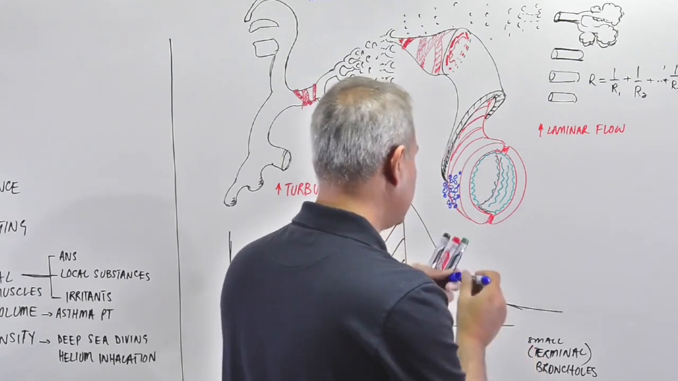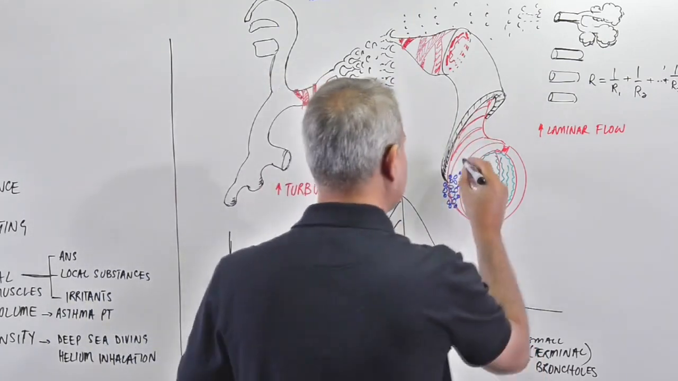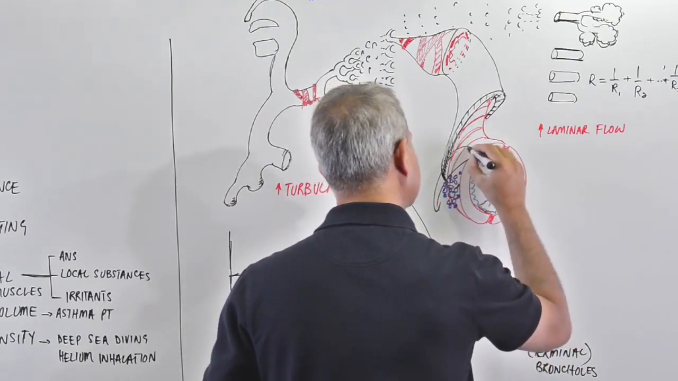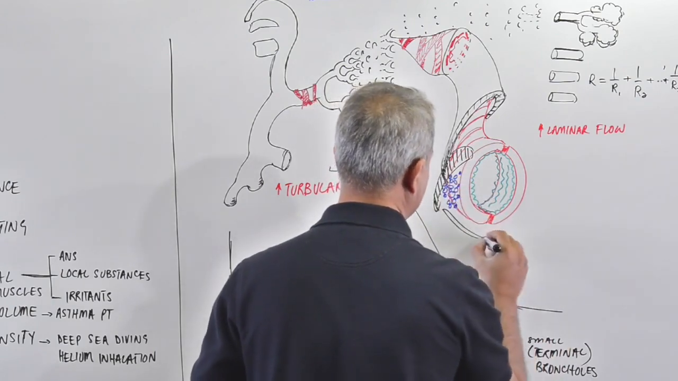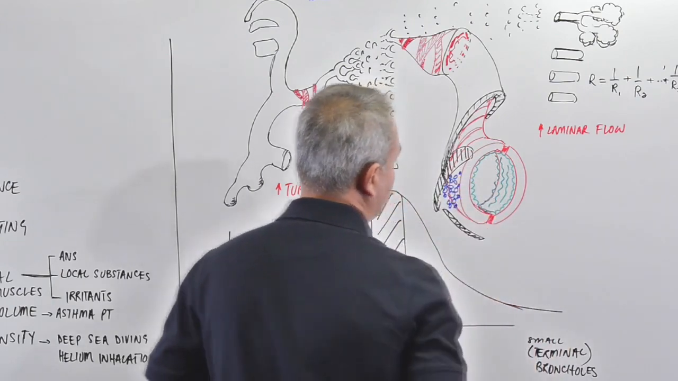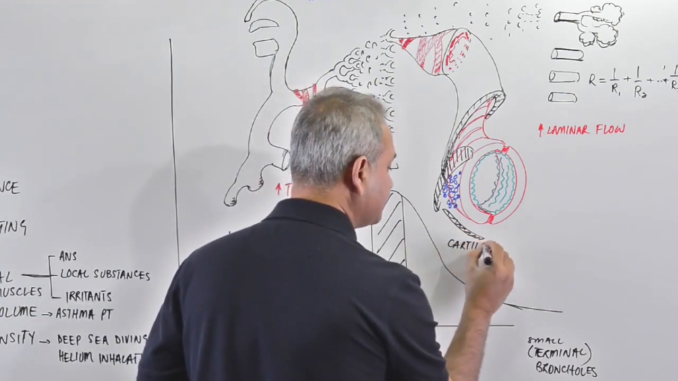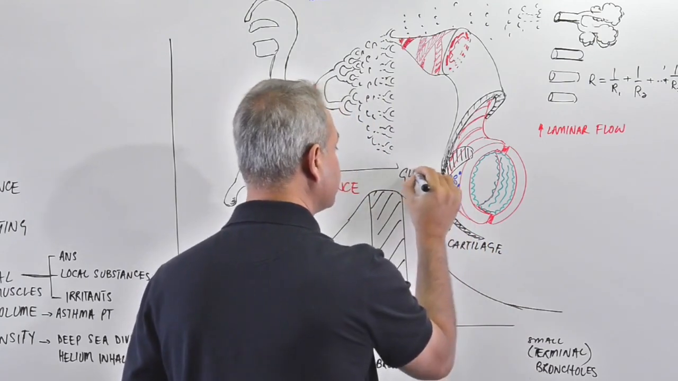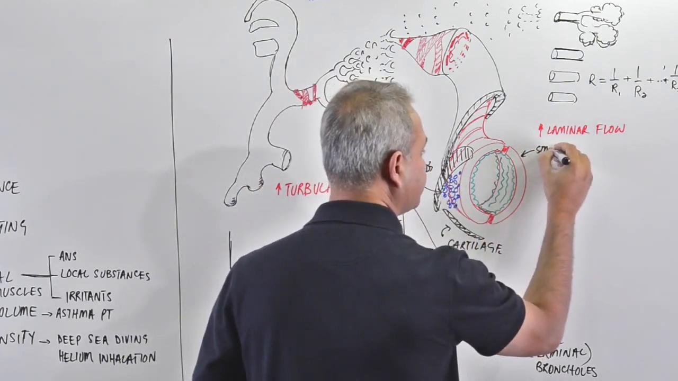So there are smooth muscles, these red ones. There are glands here, and if you go to the larger areas, then there is the cartilage as well, right? So let's say this is a piece of a cartilage. If you cut it and see, this is another cartilage. So cartilage, glands, smooth muscles.